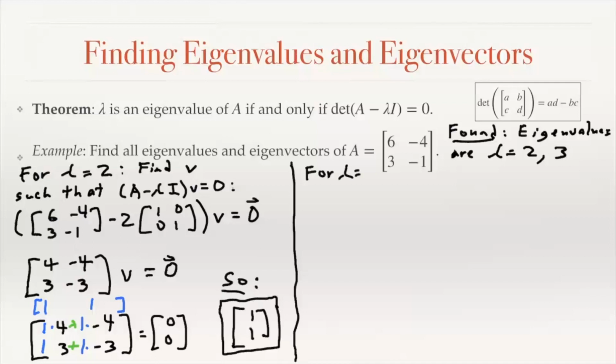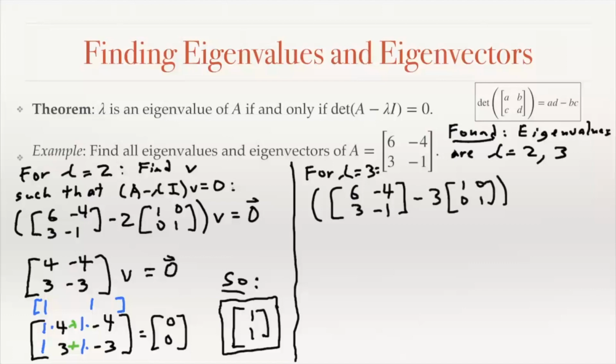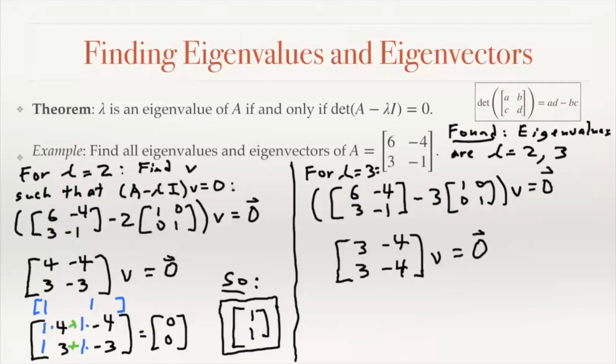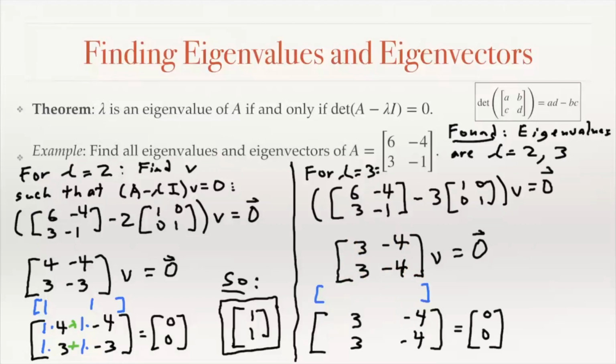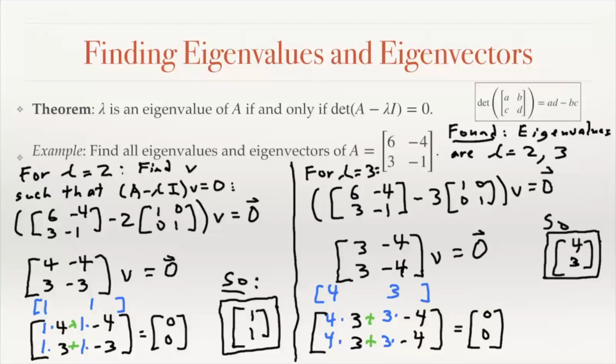And similarly, for lambda equals 3, we want to solve for where A minus lambda I v equals 0. So that is solving this. Can you think of what numbers we can sprinkle down on columns 1 and 2 so that when we add, we get 0? What can we put here? There's no one right answer. If you're thinking maybe 4 and 3, then that's probably the nicest. Doing that multiplication and addition, it does yield 0, 0. So 4, 3 works, or any scalar multiple of it.